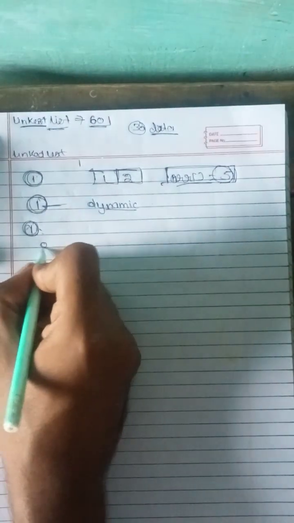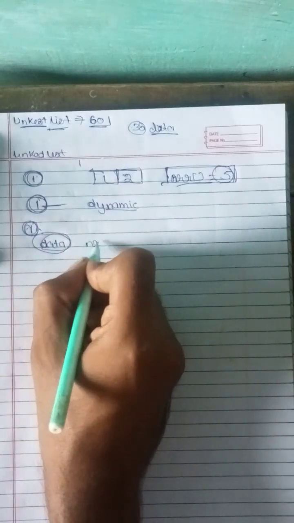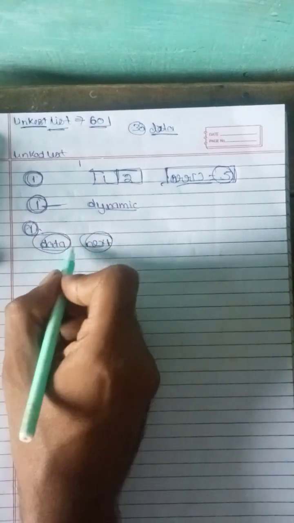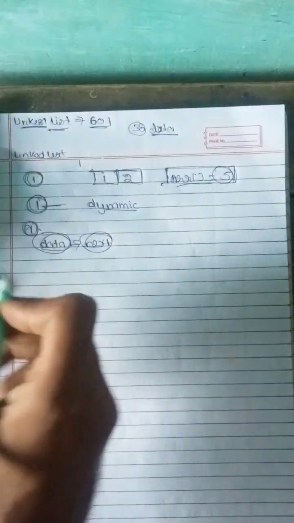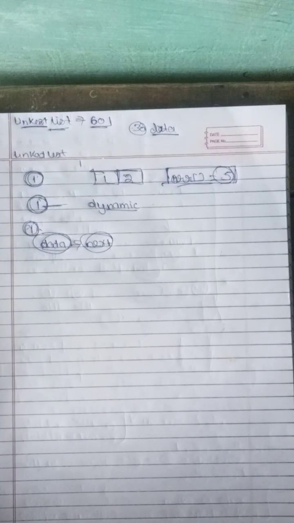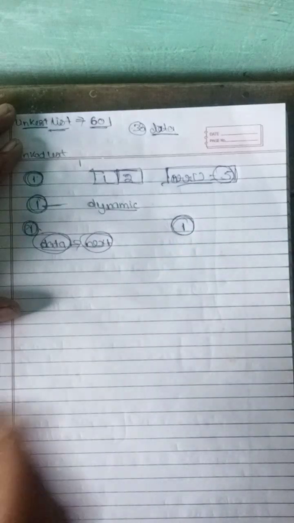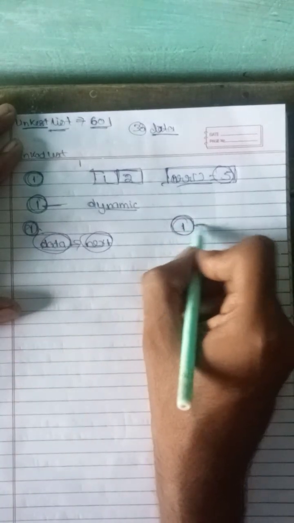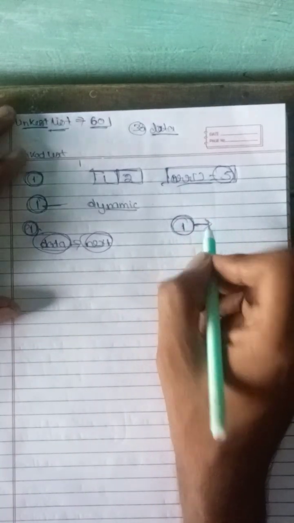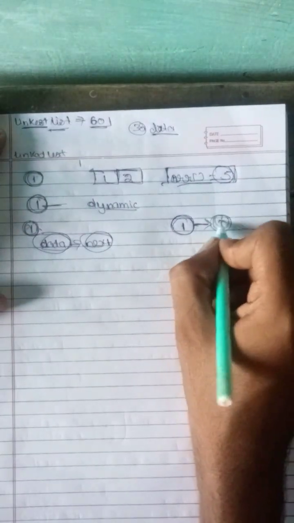A linked list has two major things: one is the data and the other is the link to the next. These two things are most important, data and next. Data is inside the node. For example, we have a node where 1 is the data, and it also contains access to the next pointer.